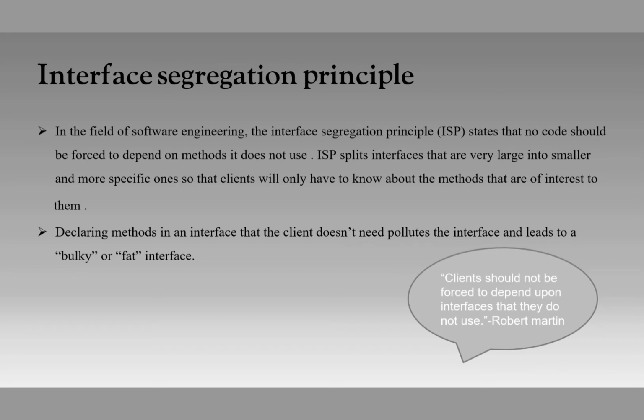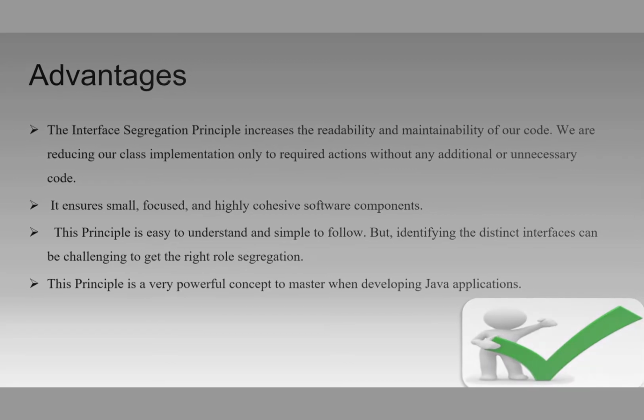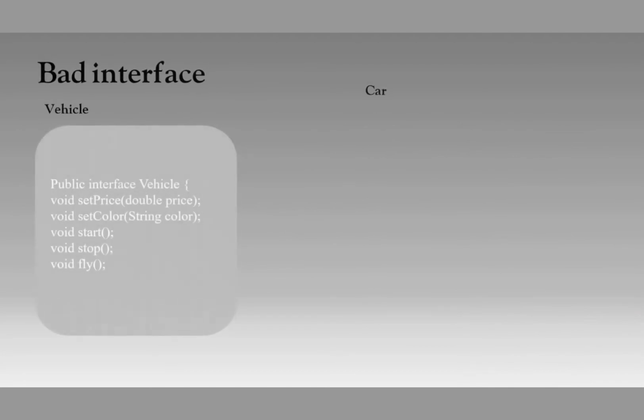The client should not be forced to depend upon interfaces that they do not use. This is the definition given by Robert Martin for the interface segregation principle. The advantage of ISP is to increase the readability and maintainability of our code by reducing our class implementation only to the required actions without any additional or unnecessary code. This principle is a very powerful concept to master when developing a Java application.